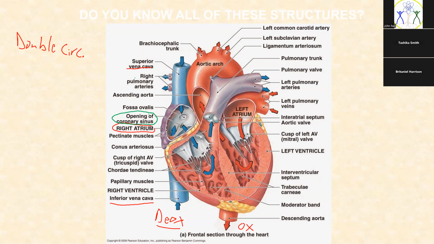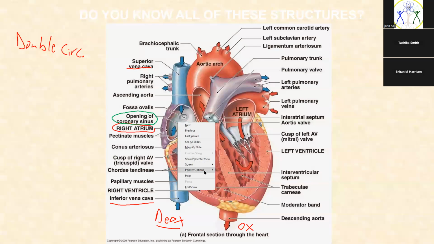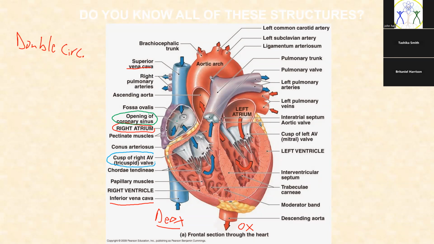Now I want to leave the fossa ovalis and the other ones for a little bit. Let me just talk through now the flow of blood through the heart. Okay? Once your right atrium is nice and filled with blood, it will contract, right? And it will then force blood past a valve called the tricuspid valve, right, into the right ventricle.